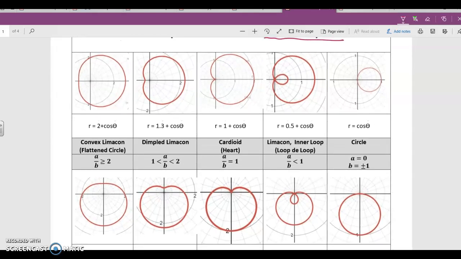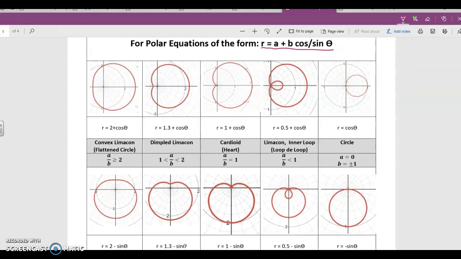This might look a little bit daunting because there's 10 of them, but first thing I want to point out is that these two right here are circles. So those aren't Limacons, so we're not going to talk about those today. And then these all correspond with ones above and below. It's just depending on if it's sine or cosine.